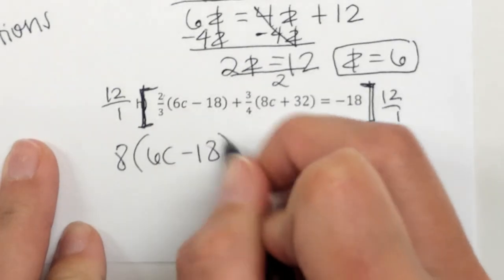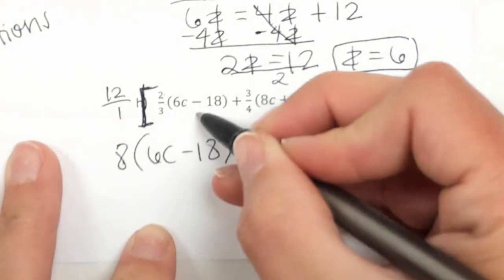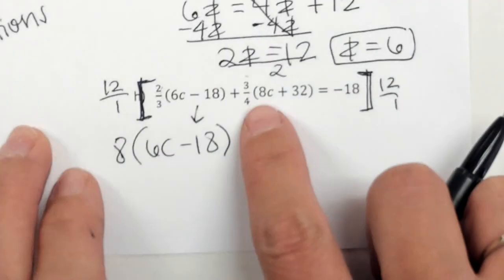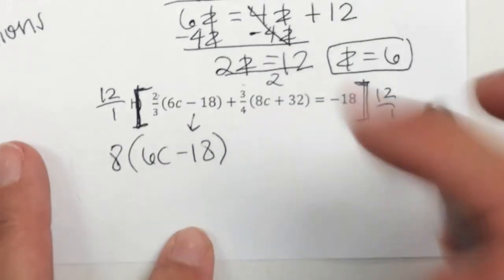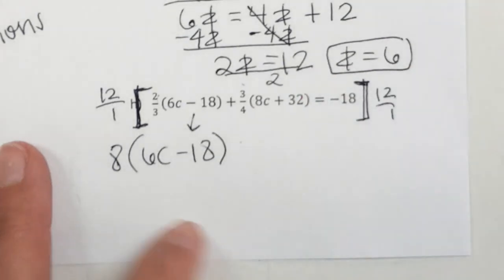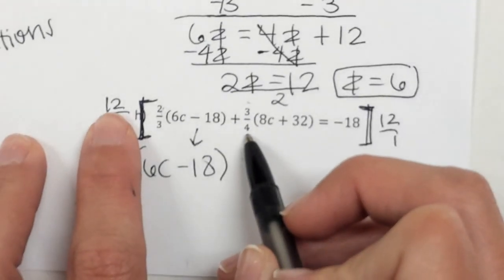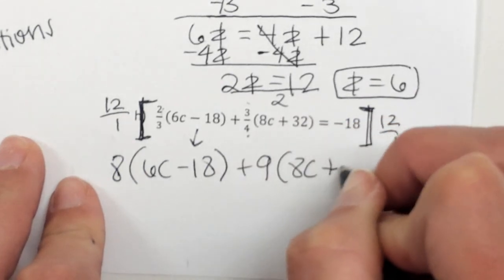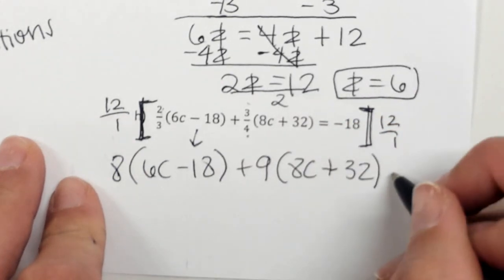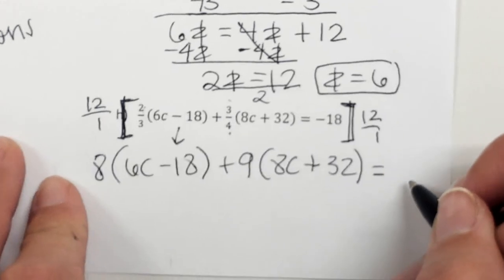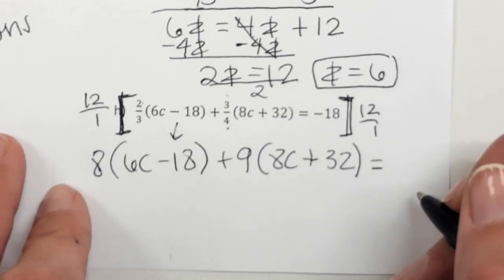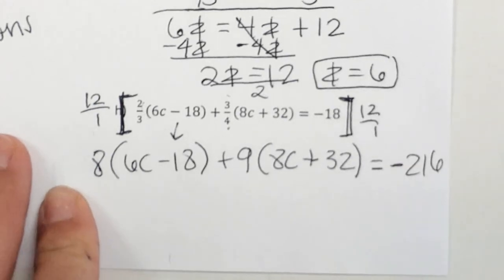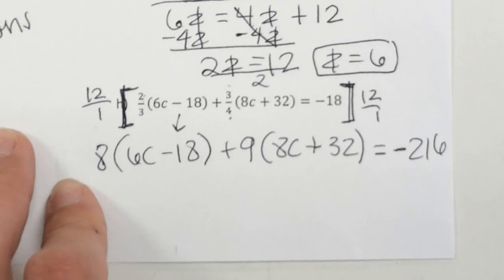60 minus 18. We don't have to change that. So just bring this down. Alright, try my trick with this one. What's 12 times 3 over 4? Perfect. Did everybody see that? 12 divided by 4 is 3. Times 3 is 9. And somebody tell me, what is negative 18 times 12? You can use a calculator. Thank you. Negative 216. Now, who wants to help me out with the rest of it?